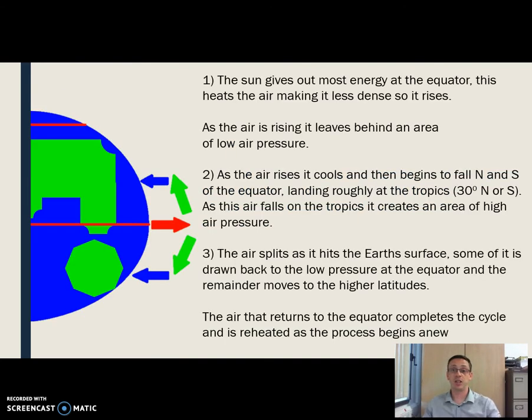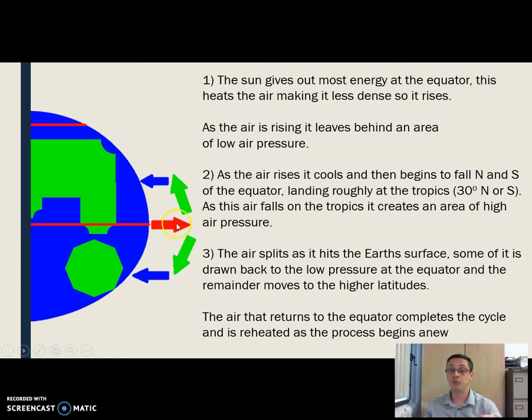If we look at this diagram here, and I know there's a lot of text in these slides, remember that you can pause this, look at the text, rewind it, etc. If we look at this diagram, we've got our air being heated at the equator. This makes the air less dense, thus it rises. We've got an area of low pressure here. This area of low pressure, which runs along the whole equator, we call the doldrums.